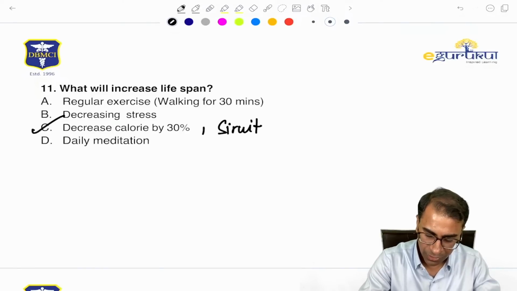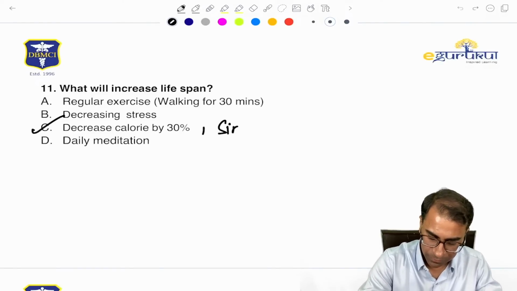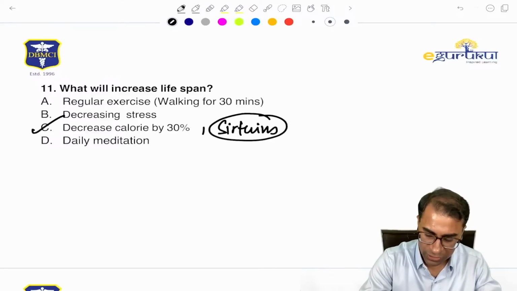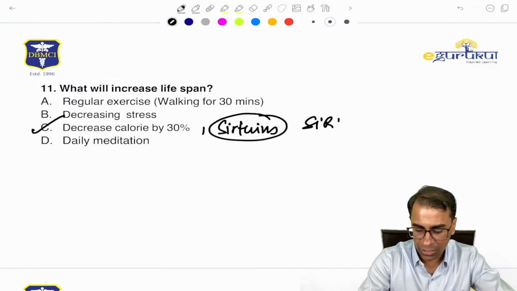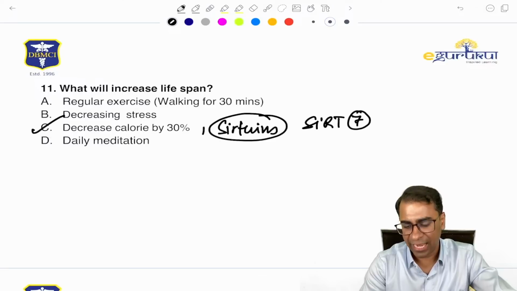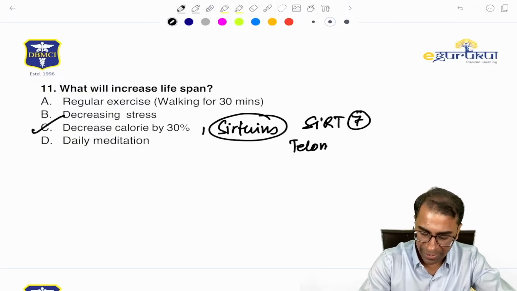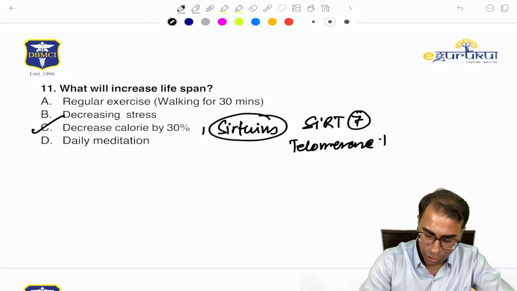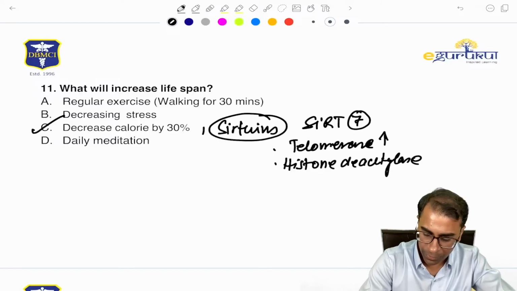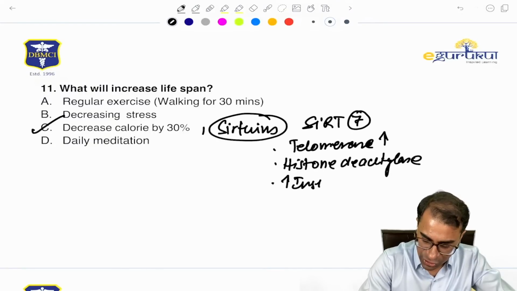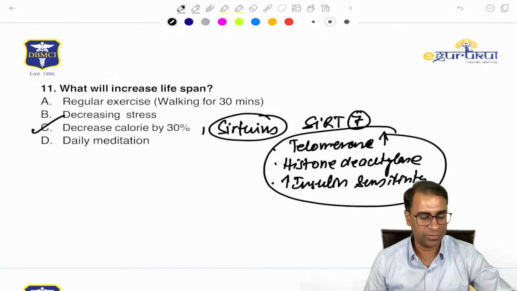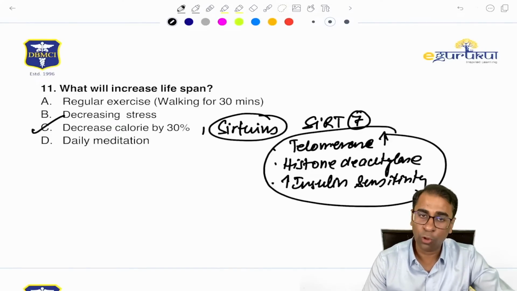Sirtuins. What you should know about sirtuin is that it is coded by the SIRT gene, and SIRT is of 7 types. It actually activates telomerase activity, and it is a histone deacetylase. Also remember, it increases insulin sensitivity, not resistance. That's the case with sirtuins. Red wine consumption will also activate sirtuin intake.